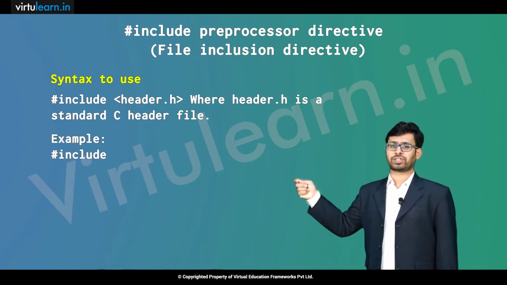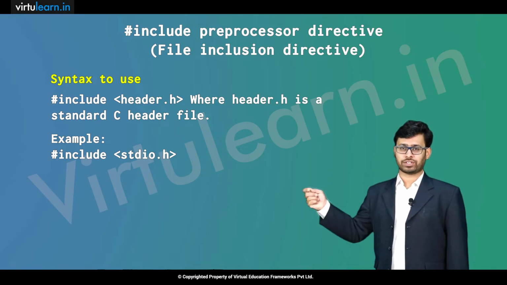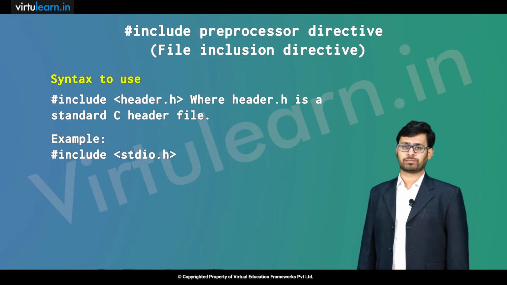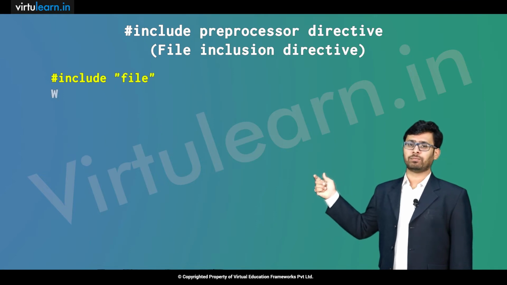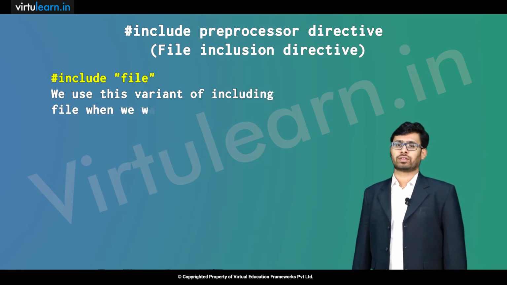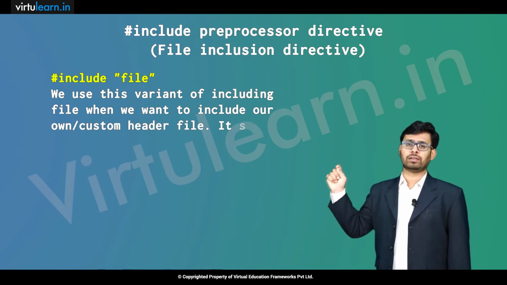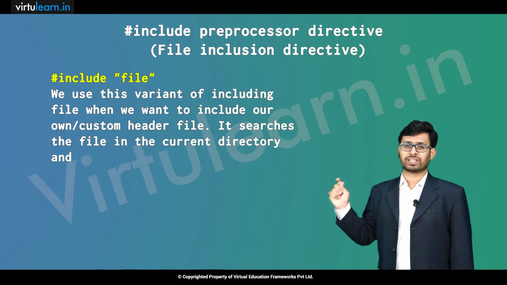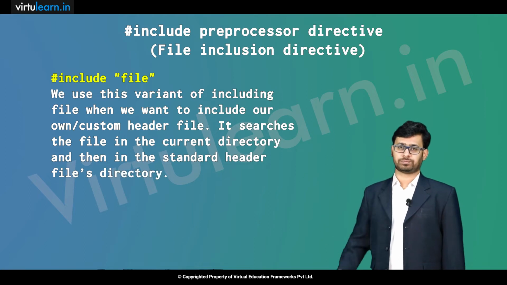For example, #include <stdio.h> is the standard input output header file. string.h is used for string manipulation functions, and math.h for mathematical functions. The next way of representing #include is #include followed by the file name written within inverted commas. It represents a file within the current directory. We use this variant when we want to include our own or custom header files. It searches for the file in the current directory and then in the standard header file directory.